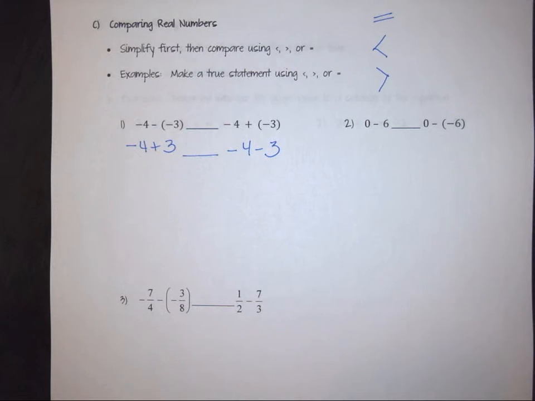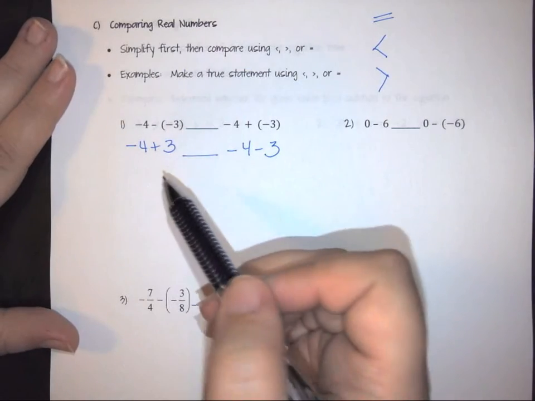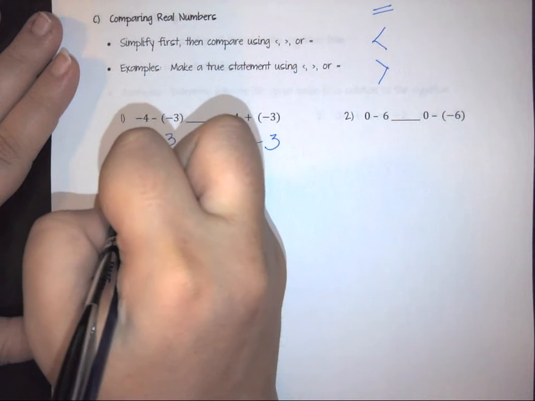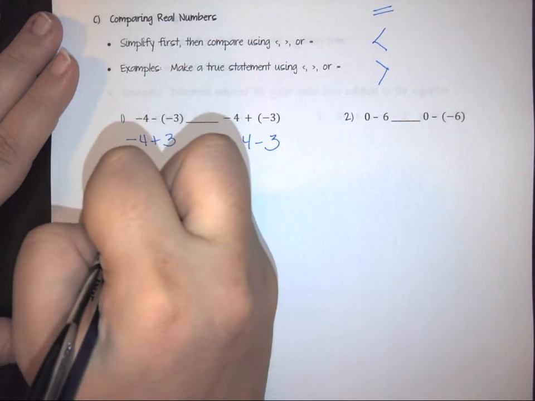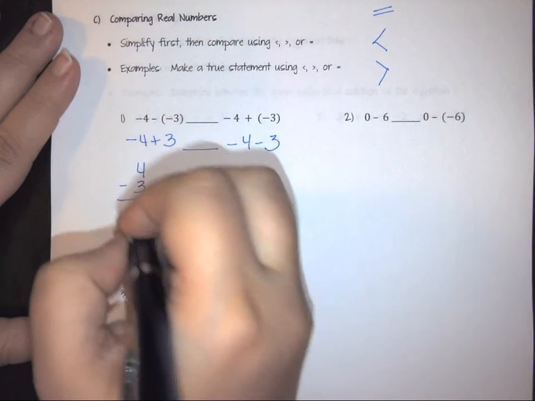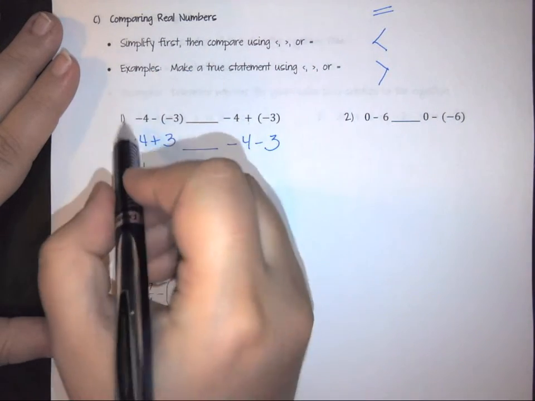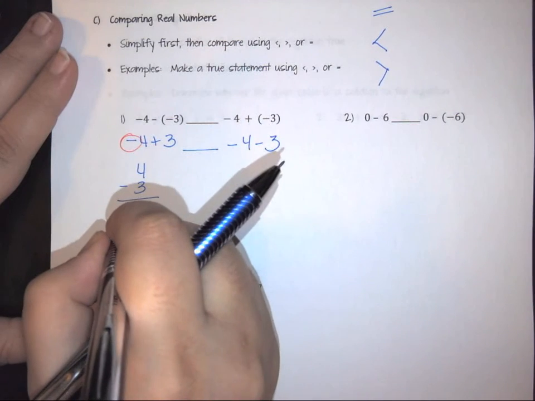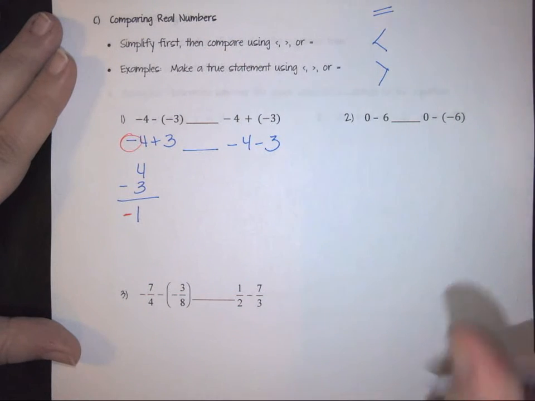So in this case, if you remember, again, we can do that vertical. So we've got 4 minus 3. So 4 minus 3 is 1. However, we had the negative here attached to my largest value, which means this is actually a negative 1.